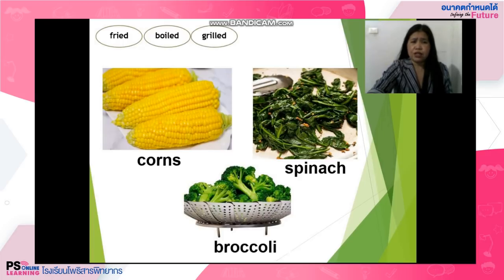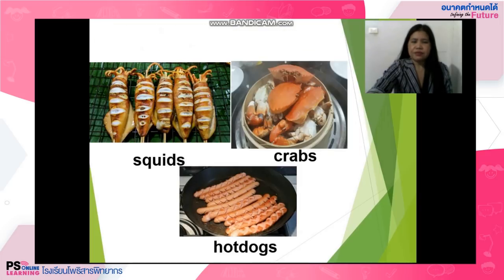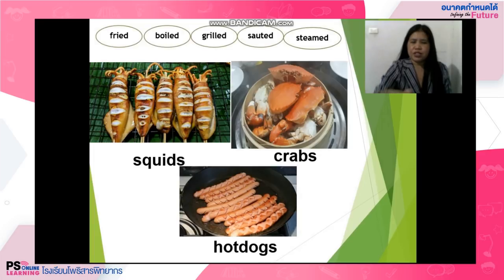You just have to write them according to how they are cooked. Are they fried, boiled, grilled, sauteed, or steamed? Next, we have squids, crabs, and hot dogs. How are they cooked? You have to write. These are the list: fried, boiled, grilled, sauteed, or steamed. Where are you going to put them? Write them on your notebook. Finished? Okay, so I think you're ready for the next one.